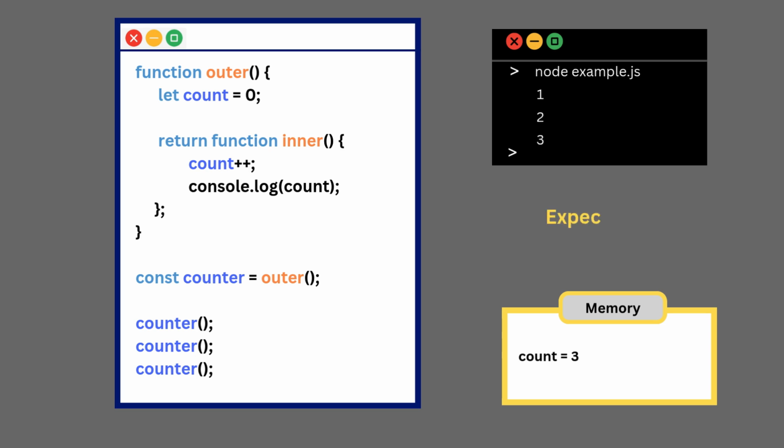Normally, when a function finishes, its memory should be cleaned up. That's what we expect, but this assumption is wrong. Because in this case, the memory is still being used. To understand this, we need to look deeper.